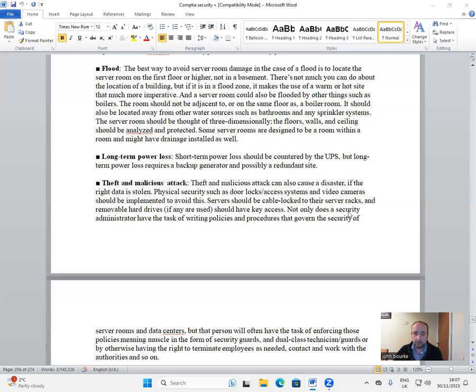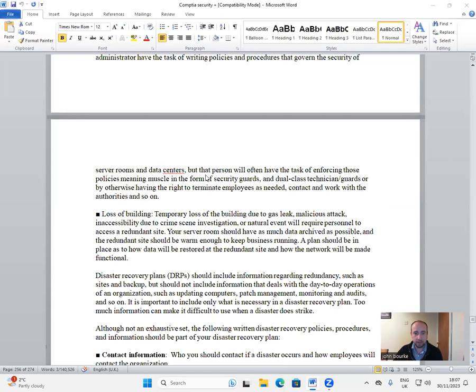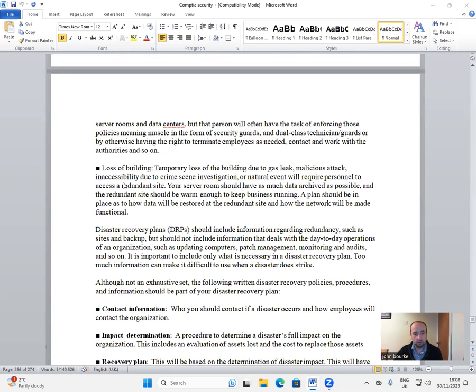Not only does a security administrator have the task of writing policies and procedures that govern the security of server rooms and data centers, but that person will often have the task of enforcing those policies, meaning muscle in the form of security guards and dual class technician guards, or by otherwise having the right to terminate employees as needed, contact and work with the authorities, and so on.